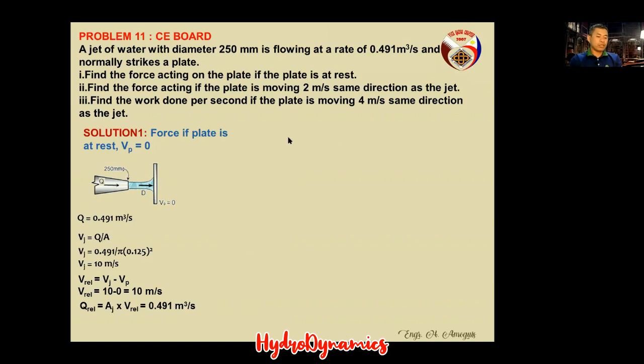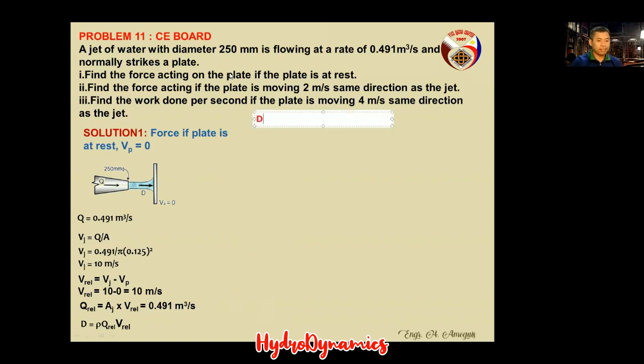So the force equals rho Q times velocity relative. So rho is tubig ito. So ano yung rho? So of course 1,000. 1,000 times Q times V. Q is in cubic meter per second, velocity is in meter per second. Ang ending niyan is in anong ending nito? Okay? Ano ba yung force?